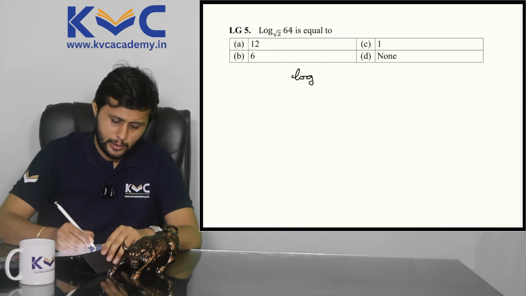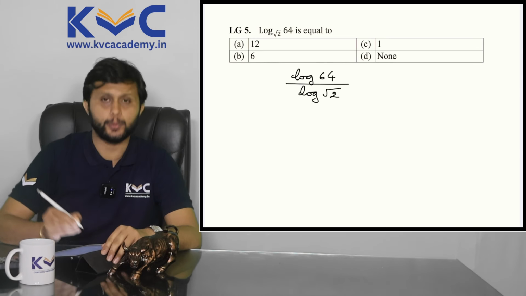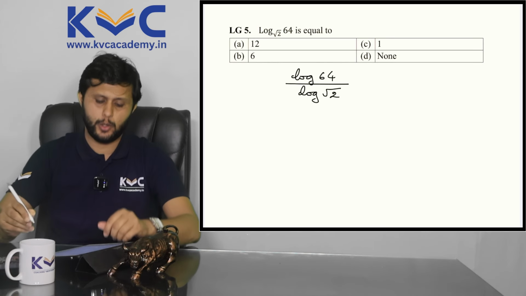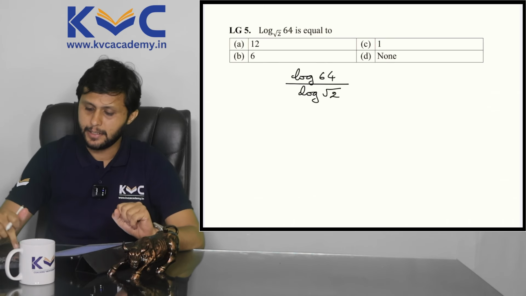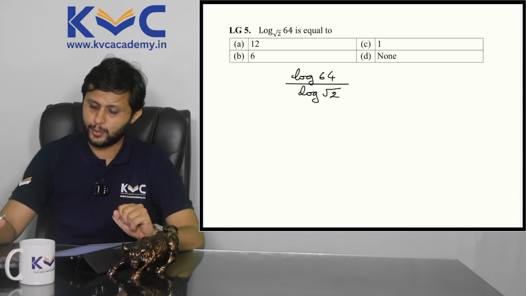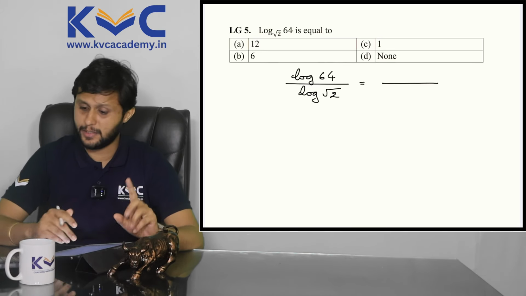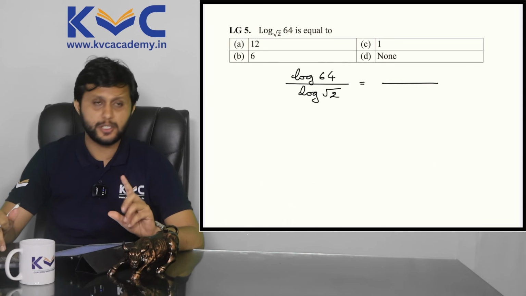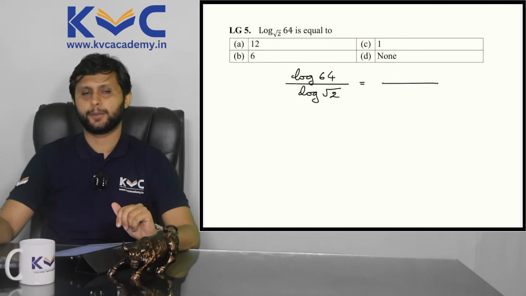I will take this as log 64 divided by log root 2. I've just expanded it in terms of base 10. Now 64 and base root 2 is there. So in your calculator, we'll start from the denominator. Correct? We are using memory functions this time. Okay. First we need the value of root 2. So press 2 and press square root.